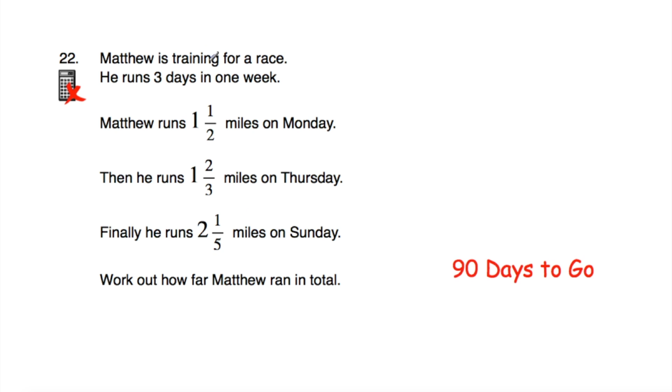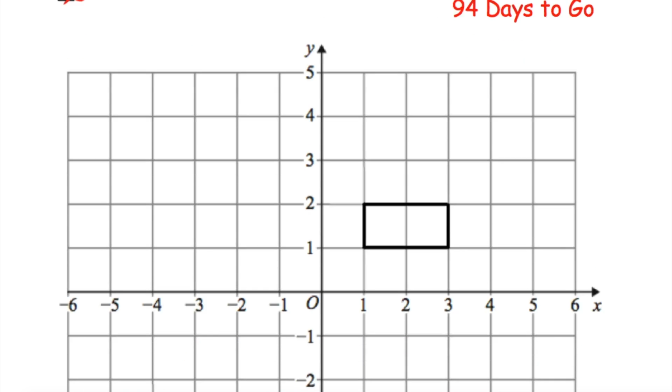So you just need to add these together. I probably would make them top-heavy fractions to begin with, get a common denominator, and then just add them up and then change it back into a mixed number at the end.